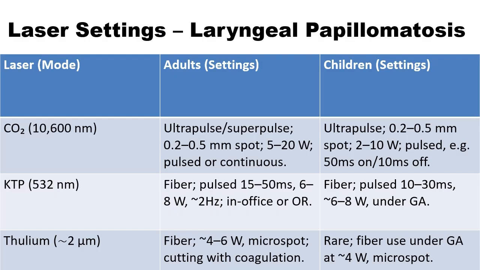And this is to sum up the laser settings for the 3 types of lasers in adults and in children. For the carbon dioxide laser in adults, it's usually used in an ultrapulse or superpulse mode with a microspot of 0.2 to 0.5 millimeters. The power can vary, higher watts during debulking and smaller watts, around 5, during fine, precise excision, either pulsed or continuous if you are debulking.